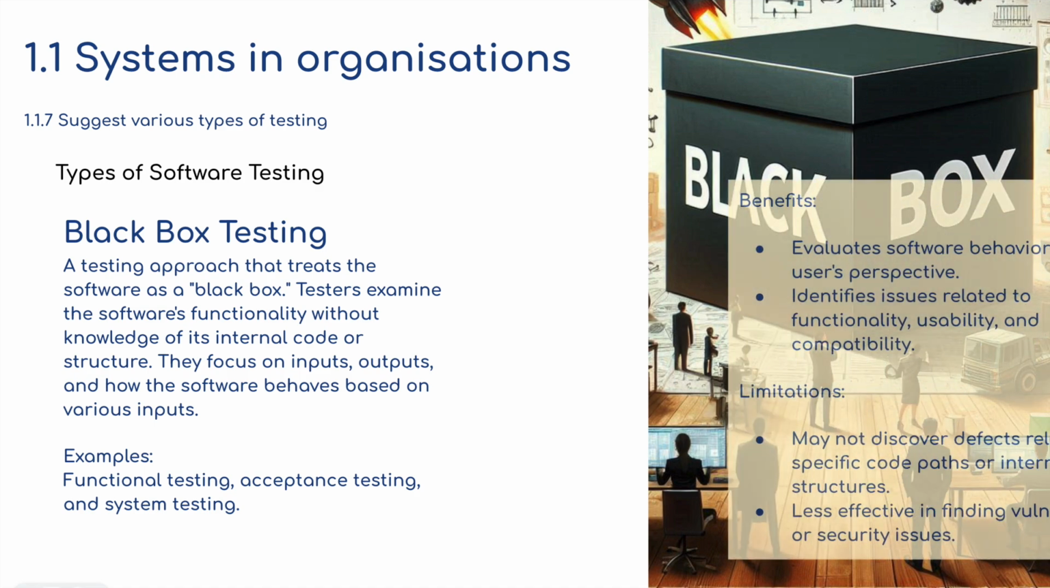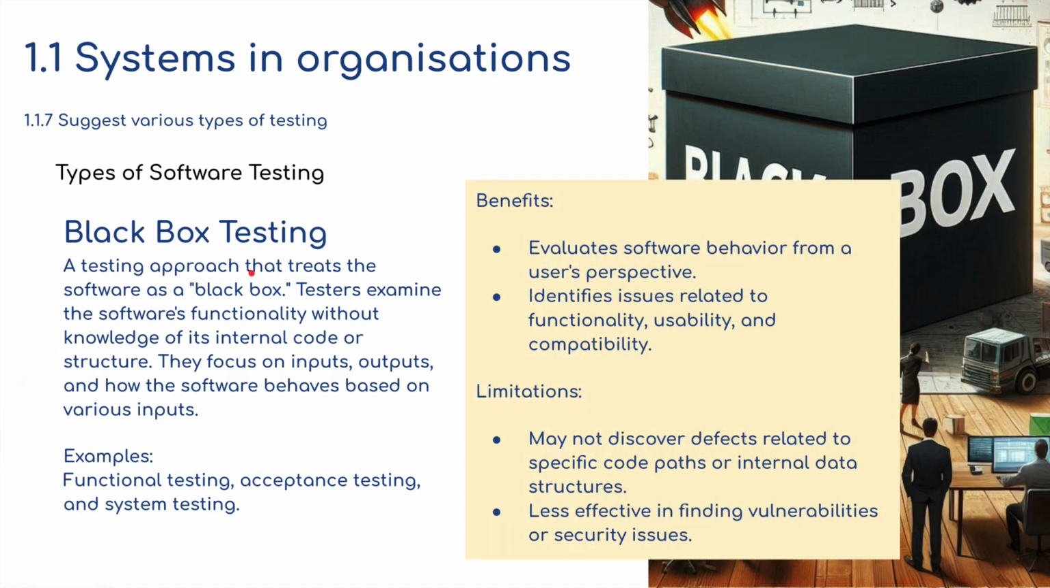So let's have a little look at different types of testing, starting with black box testing. This is a testing approach that treats the software as a black box. Testers examine the software's functionality without knowledge of its internal code or structure. They focus on inputs, outputs, and how the software behaves based on various inputs. Example, functional testing, acceptance testing, and system testing.